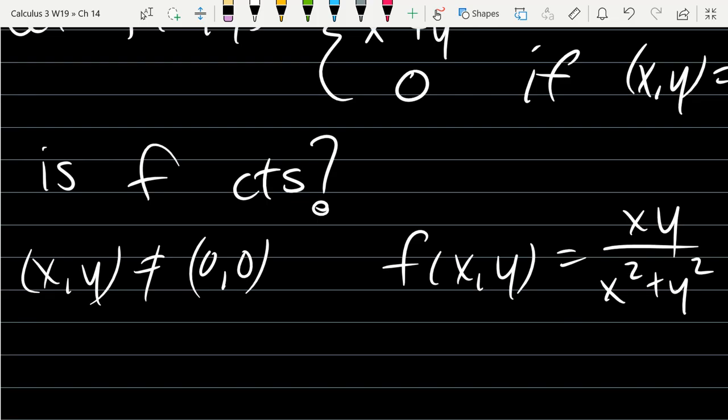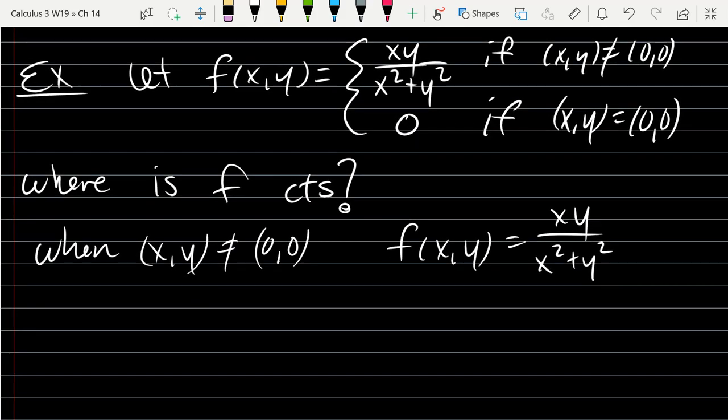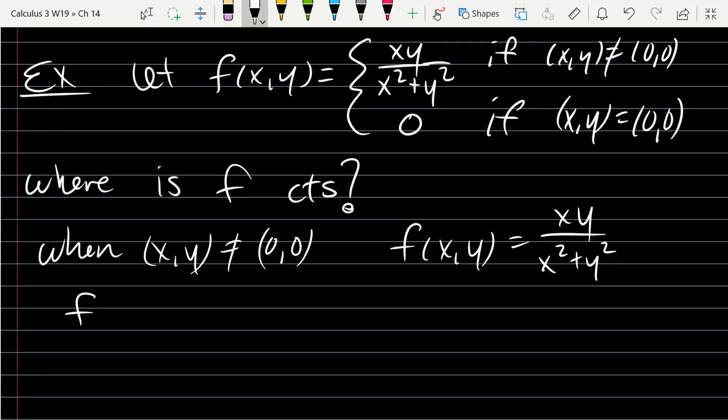So any questions about that? Just looking at the function, you're just multiplying and then dividing. There's no square root, so I've got no imaginary issues to worry about. There's no logarithms. And the only thing I need to worry about is dividing by zero. That's only going to happen at the origin. So this function is continuous everywhere else.